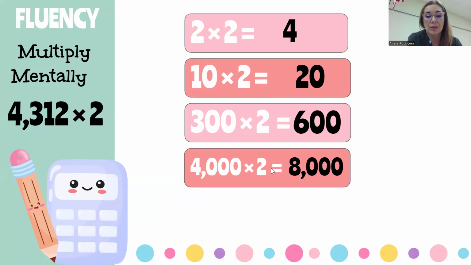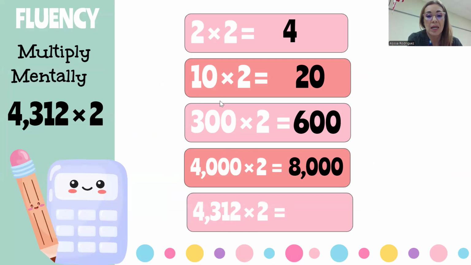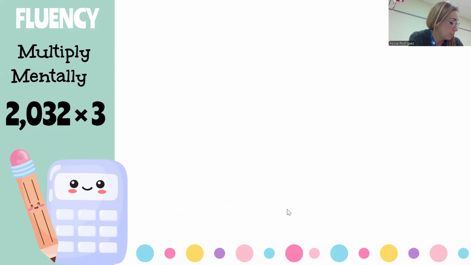4 times 2 is 8. Add your 3 zeros at the end. We've already discussed that. For this one, I'm just going to go over with you. We're not going to stop. 2 times 2 is 4. 2 times 1 is 2. 2 times 3 is 6. 2 times 4 is 8. So your answer is 8,624.